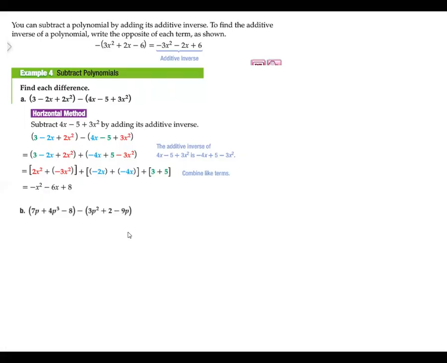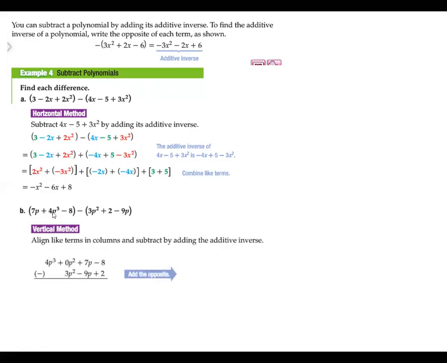This one we're going to do with the vertical method. So again, you align like terms in columns and subtract by adding the additive inverse. Again, let's put these both in standard form, and if any of the degrees are missing, you just put a 0 as a placeholder there.